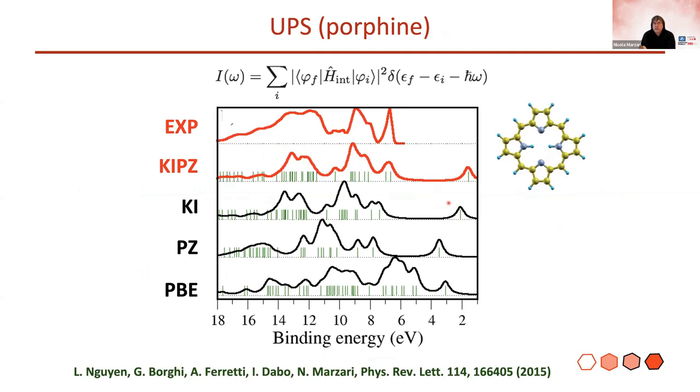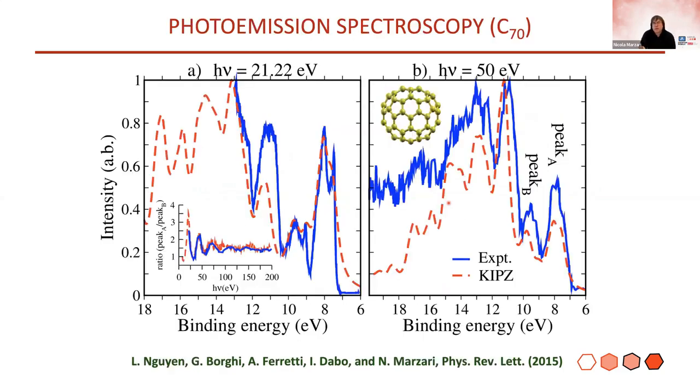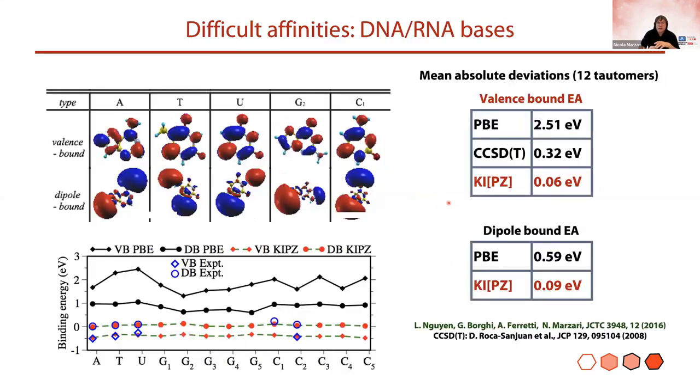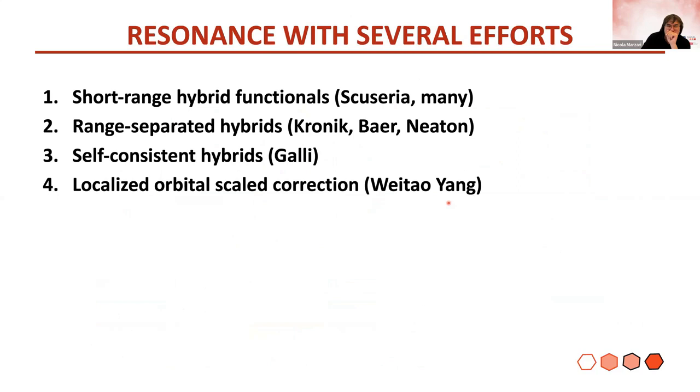Photoemission spectra you see in red from experiment versus the KIPZ functional for molecules look very, very good, and there is no alignment of the peaks here. It's what comes from the simulations. Even at different energies, all these peaks come out well. Even very difficult electron affinities that not even quantum chemistry at the coupled cluster singles, doubles, perturbative triples level can get very accurately. I won't go into these details.